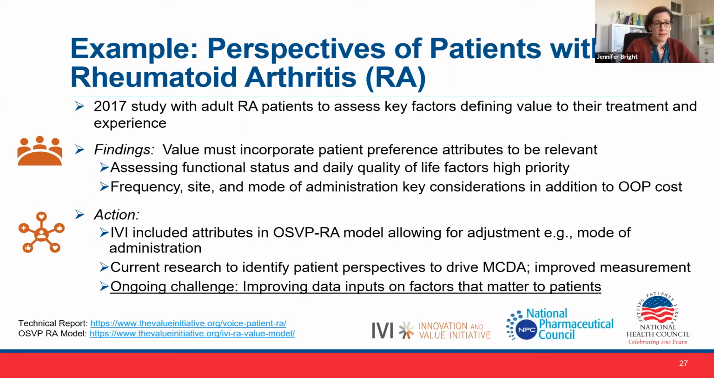And some of the top line findings, first of all, it was an affirmation that any concept and modeling of value has to incorporate patient perspectives to be relevant, because it does matter. And issues related to assessing functional status, daily quality of life, mostly tied to independence and functioning, were really high on the patient priority list. And those are not necessarily factors that are well captured in clinical trial data, for example. And then on another level, frequency of treatment administration, site of administration, mode of administration were also very strong key considerations from the patient perspective, in addition to the out-of-pocket costs.